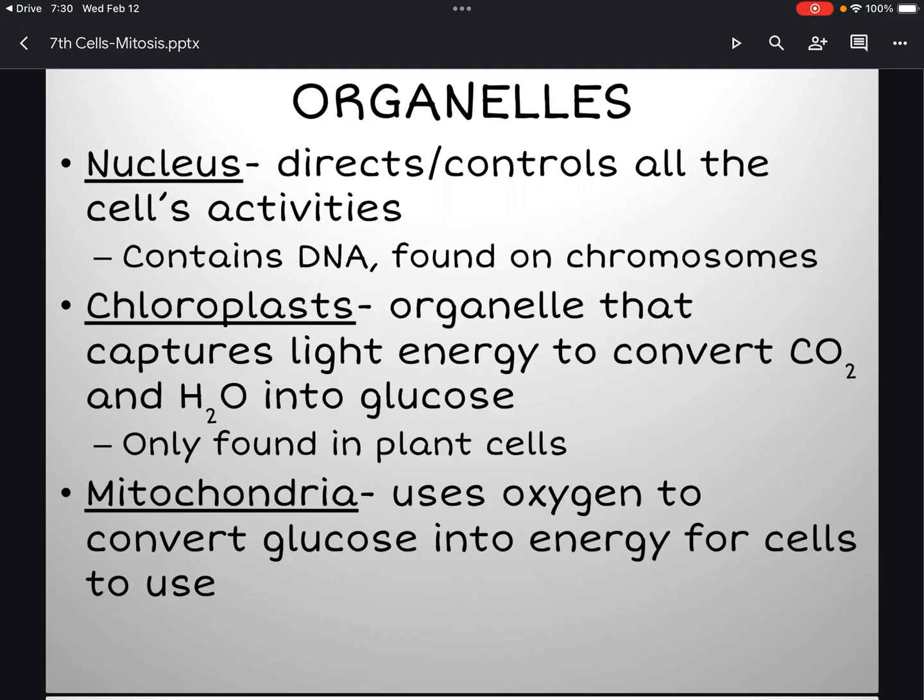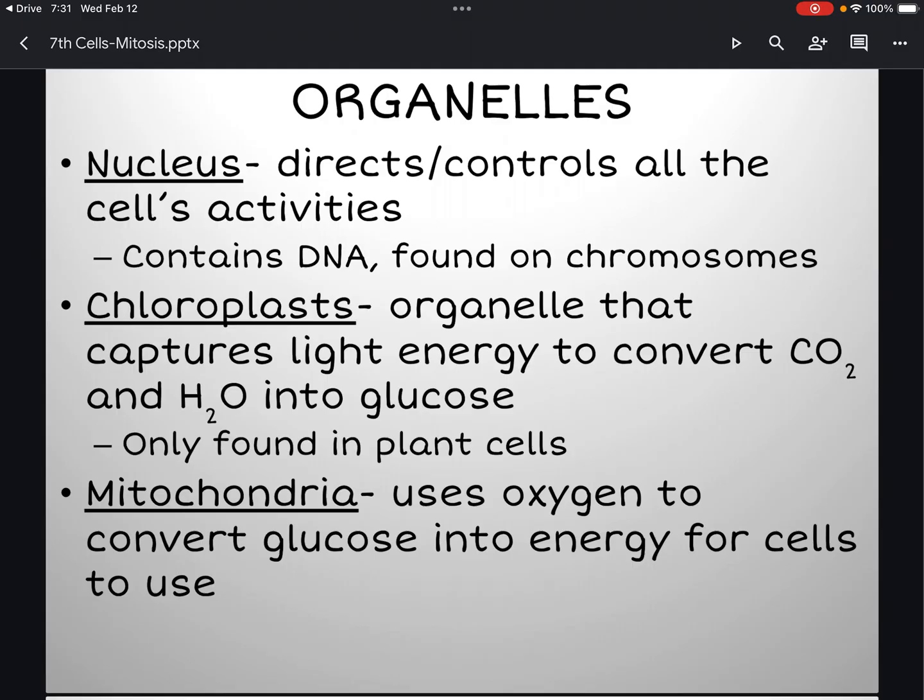Living things like us, we do not have chloroplasts. Only plant cells have chloroplasts. We do not have the ability to photosynthesize. That's what converting light energy into food energy with carbon dioxide and water is. That's photosynthesis. We can't do that. That's why we have to eat, we have to consume our energy.